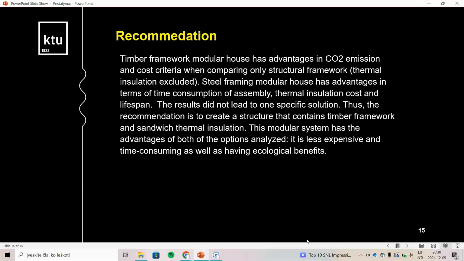Steel framing modular house has advantages in terms of time consumption of assembly and thermal insulation cost and lifespan. The results did not lead to one specific solution. Thus, the recommendation is to create a structure that contains timber framework and sandwich thermal insulation. This modular system has the advantages of both of the options analyzed. It is less expensive and time consuming, as well as having ecological benefits.